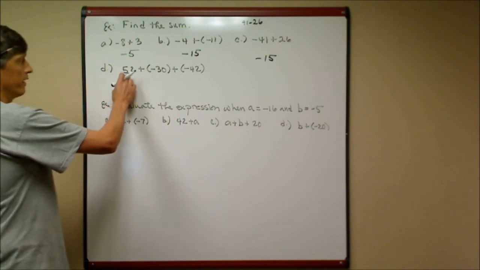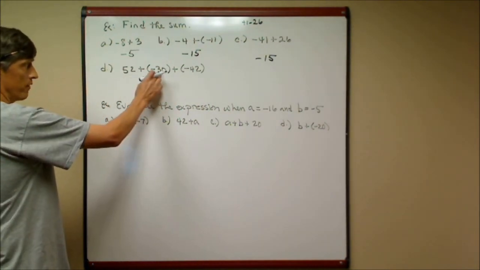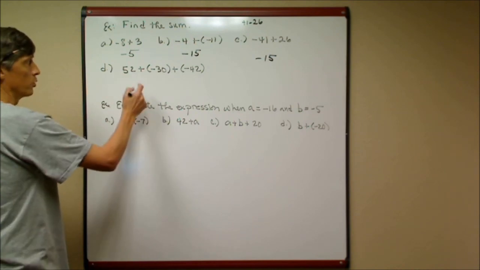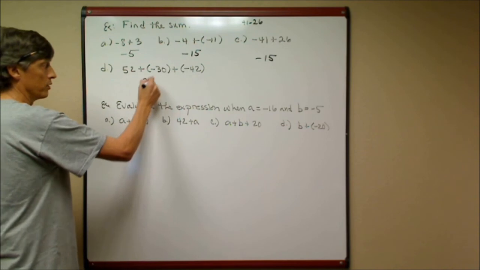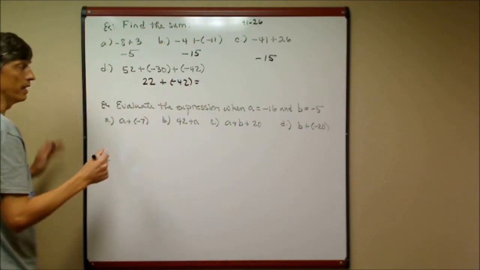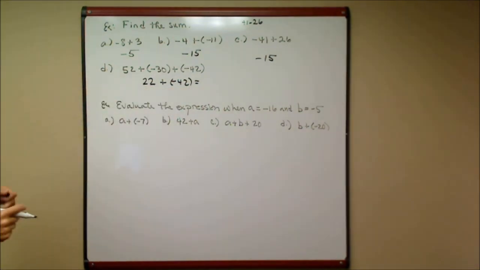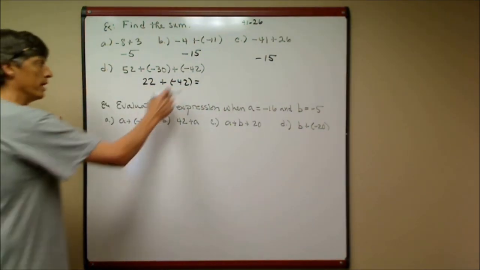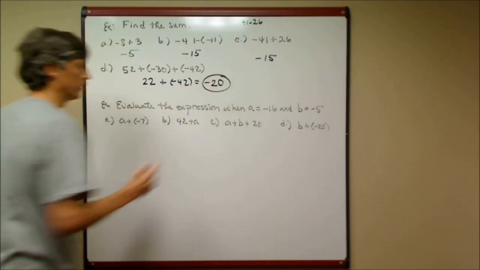I'm going to add a positive 52 and a -30. So I subtract the absolute value of this from the absolute value of this. That would be 22, and I have more positive than negative. This is the greater absolute value, so this is 22 plus -42. Now I have one of each again. So I subtract the one with the smaller absolute value from the larger absolute value. 42 minus 22 is 20, and this has the greater absolute value, so it's -20, and that's my answer.